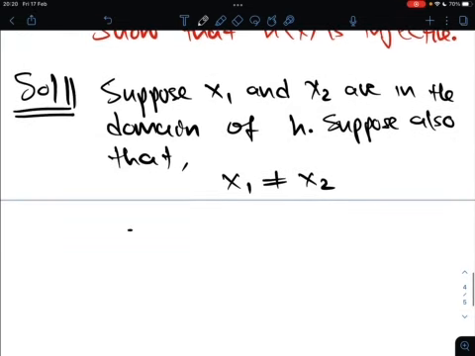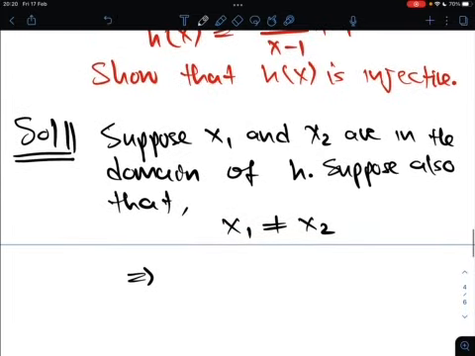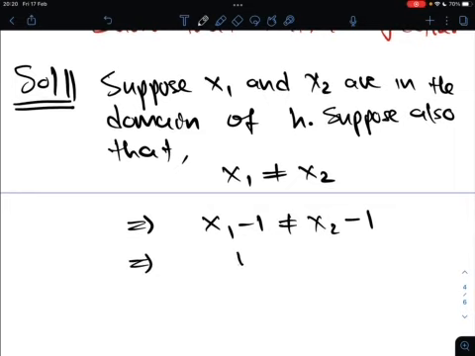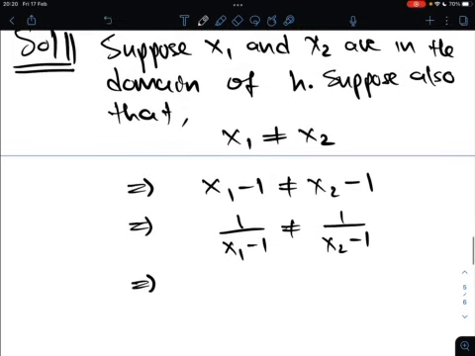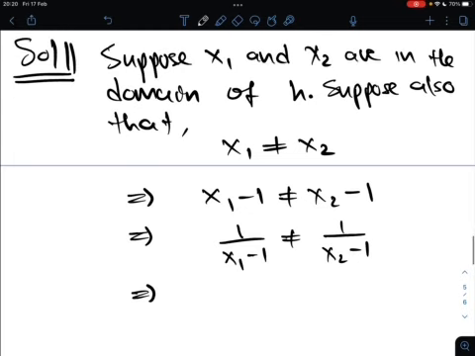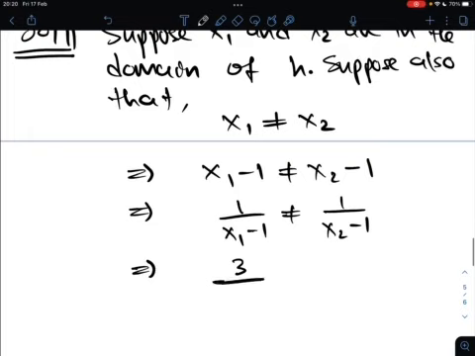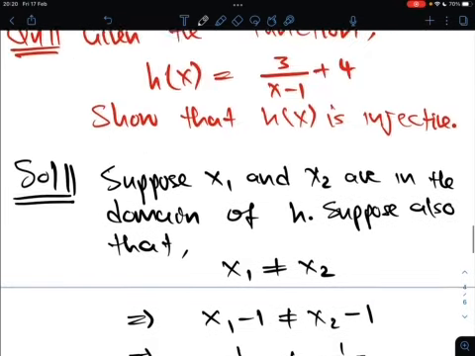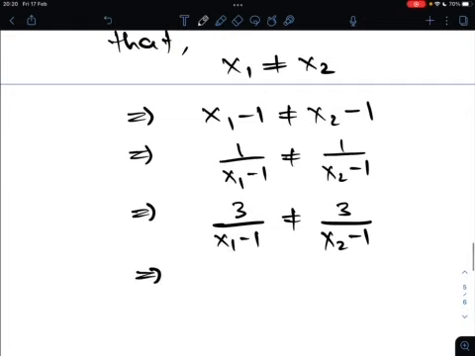So we now know that if x1 is not equal to x2, even if I separate things, the resulting thing must not be the same. So x1 minus 1 must not equal x2 minus 1 if these two are different. You see that? Which means even if I take the reciprocal, 1 over x1 minus 1 must never equal 1 over x2 minus 1. So if these things are not equal, multiplying by the same number, these two things will still remain unequal. So if I multiply both sides by 3, I'll get 3 over x1 minus 1 is not equal to 3 over x2 minus 1. Then if I add 4, since the two things are unequal, adding the same quantity does not affect that. So 3 over x1 minus 1 plus 4 can never be equal to 3 over x2 minus 1 plus 4.